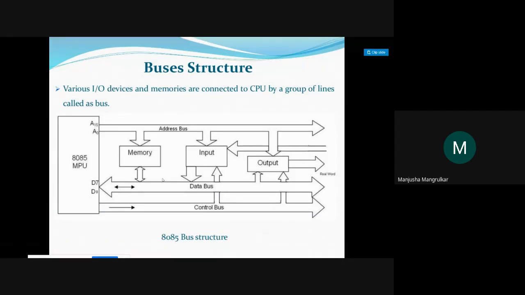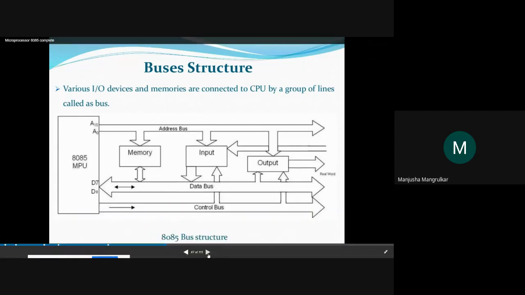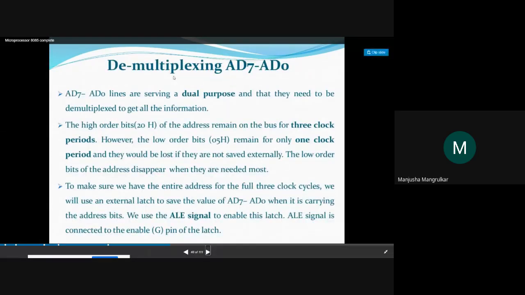There are three kinds of buses: address bus, data bus and control bus, right? The control bus means your IO/M bar, S0, S1, read, write, right? S0 and S1 generally give the status to the microprocessor, whether the data is being fetched, whether the code is being fetched, whether it is reading or writing mode, right? As we have seen.